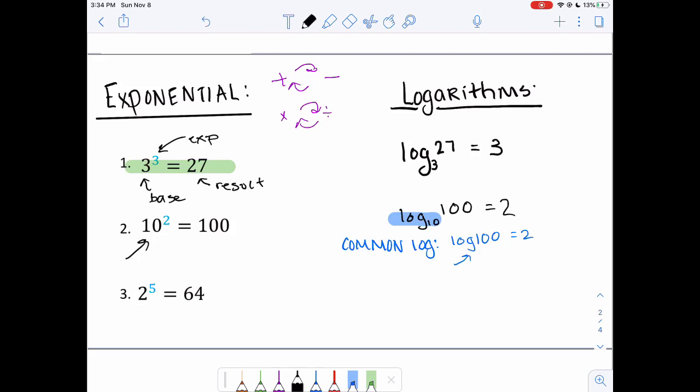Let's try another example. I see 2 to the 5th power equals 64. Let me drop the base. 2 is my base, I'm going to drop it. Write the result equals the exponent.